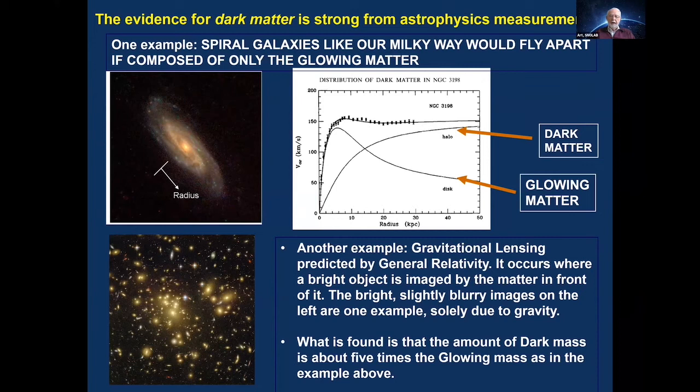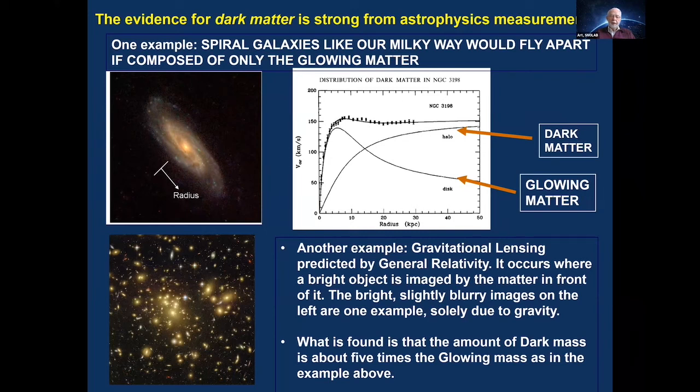But if you plot the velocity of matter as a function of radius, you see this plot in the upper right. And what you find is that you can't explain it with the amount of matter that is there that is glowing. That would be the line labeled as disk. What you need is about 5 times as much mass in a form that's referred to as the halo, which is thought to be dark matter. It's not glowing, you don't see it, but it influences it through gravity.